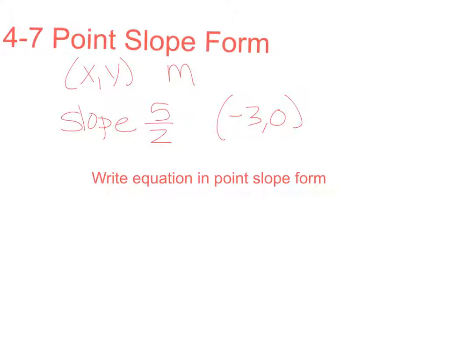So would you plug in? Okay, so we have, you might want to use two different colors for this. y minus y1 equals m, parenthesis, x minus x1. Everything in pink is what we're going to put into the equation. Everything in black will never change.